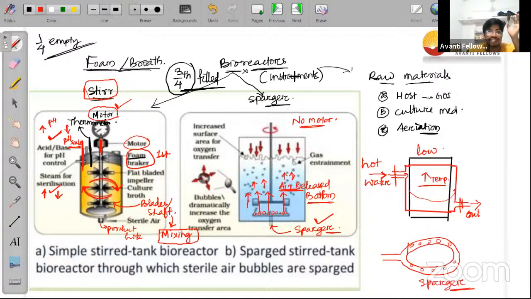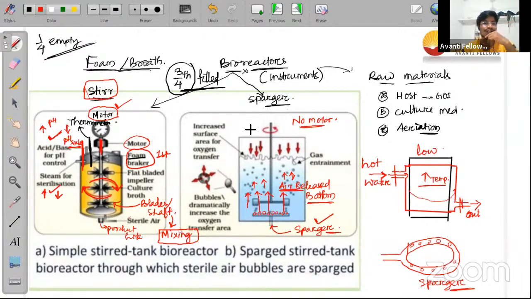Is this clear to you, Nandis? You understood now, right? The name is just because of its structure, a sparger type. Go and search on Google, you will get it. Okay, no problem. Understood?